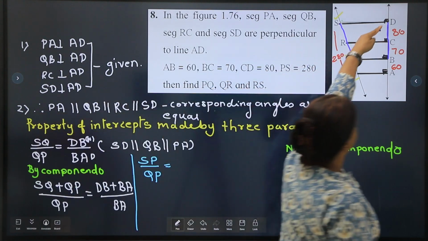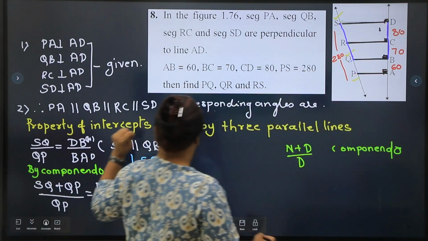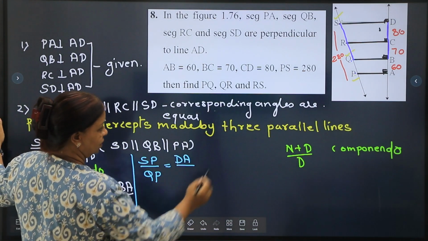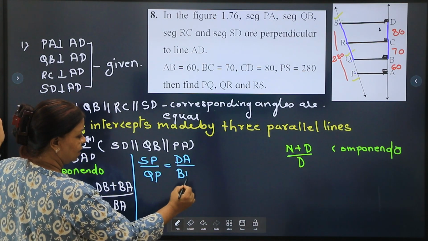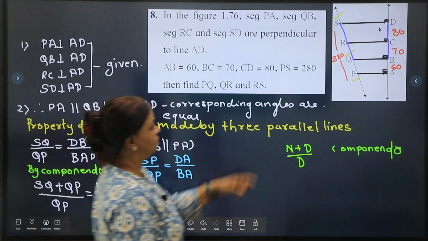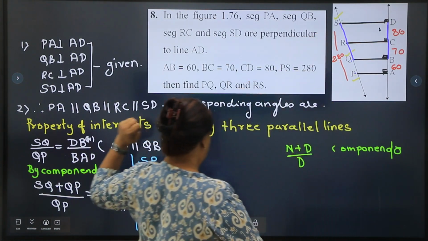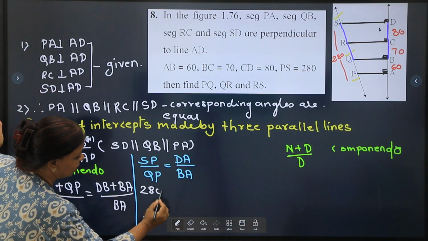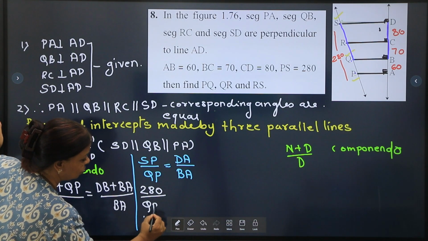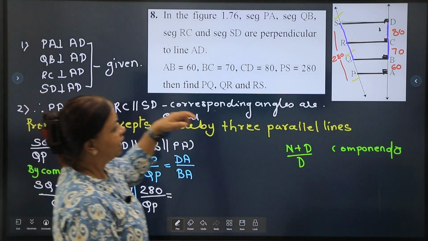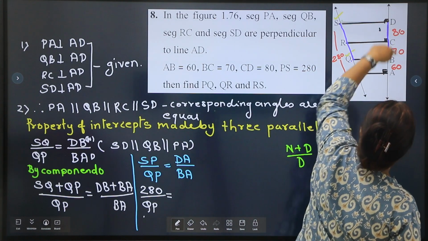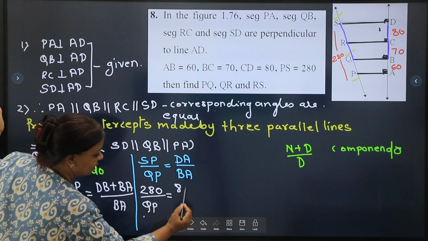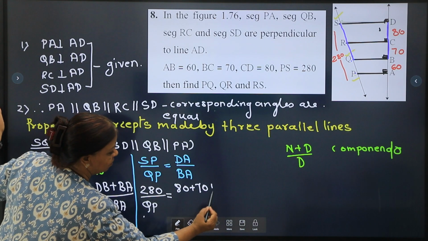See, DB plus BA will be DA, DA upon BA. Okay, now SP value is 280. So we will use the SP value here: 280 upon QP, which we don't know, is equal to DA upon BA. Now DA is this total, 80 plus 70 plus 60. So we can write directly here 80 plus 70 plus 60.